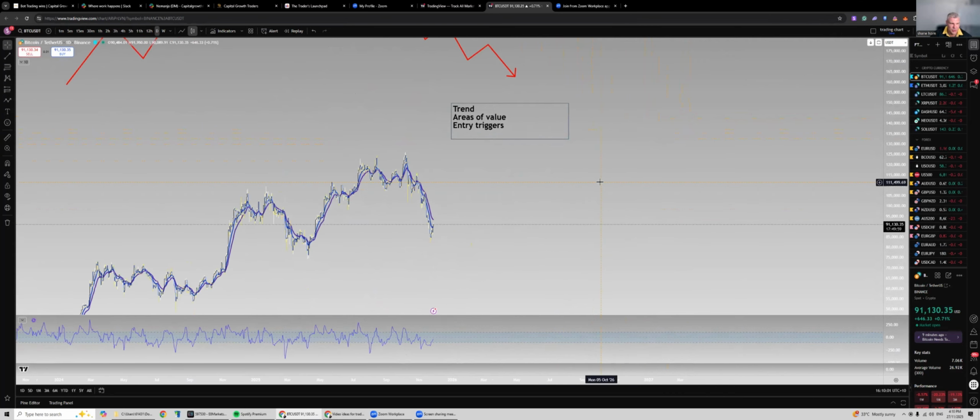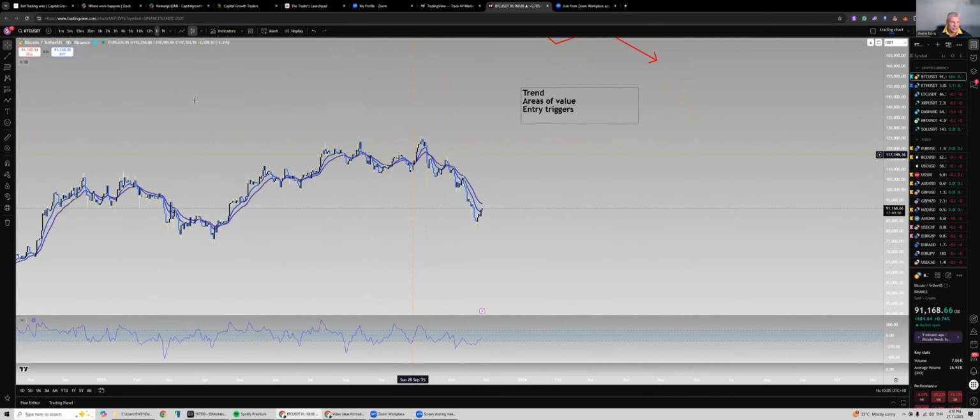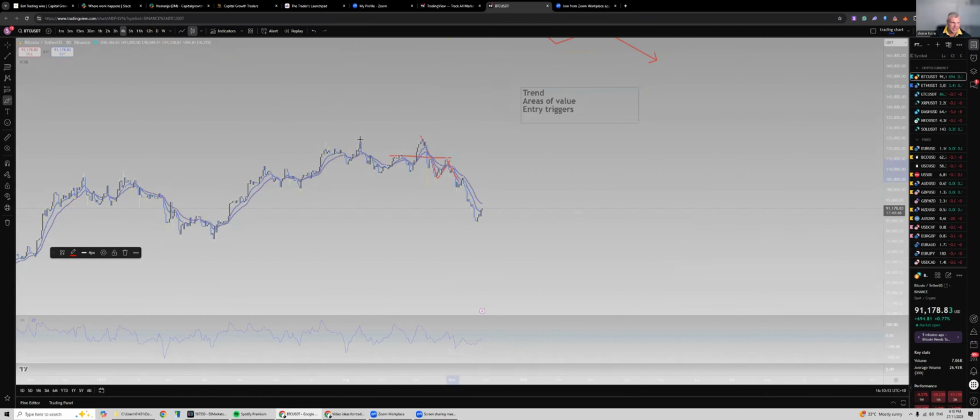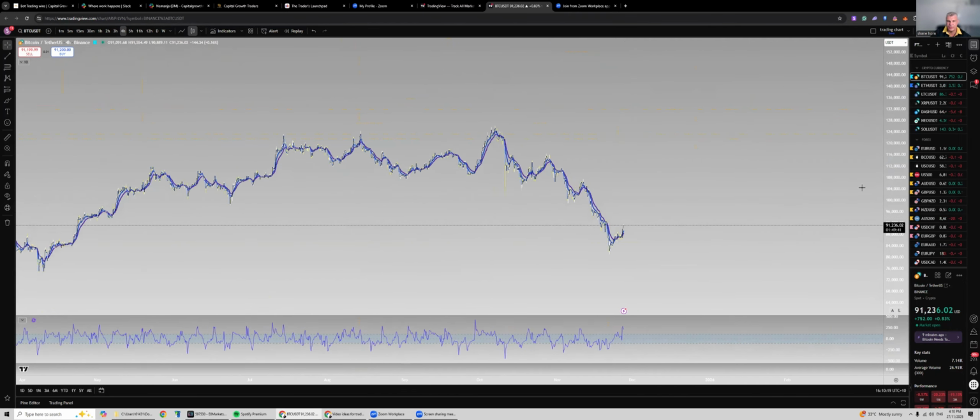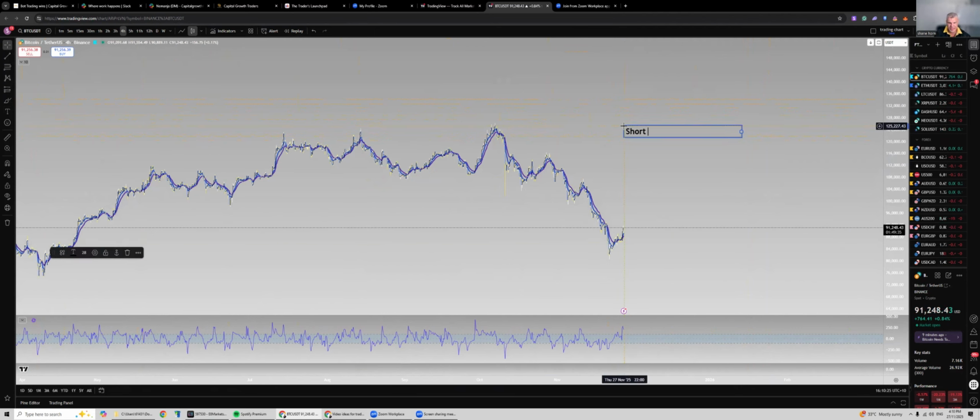So let's dive into it, right? So we've got that bearish market structure now changing on Bitcoin here. We've come into that area of value and we've pushed down. So all I'm doing is looking for shorts, okay? I'm not confusing myself. So all I'm looking for is short trades now, okay?